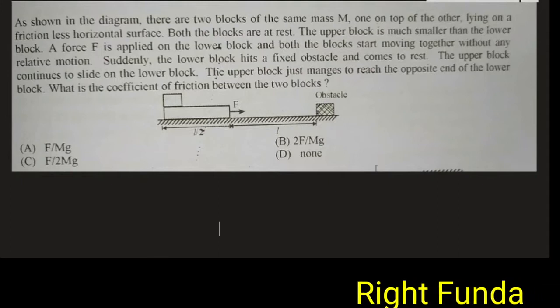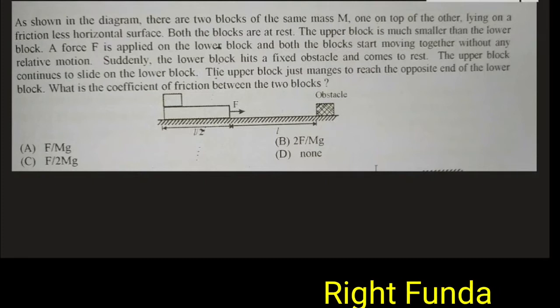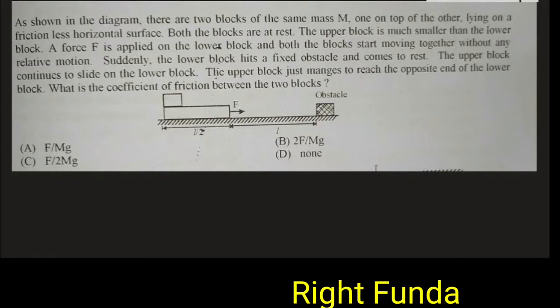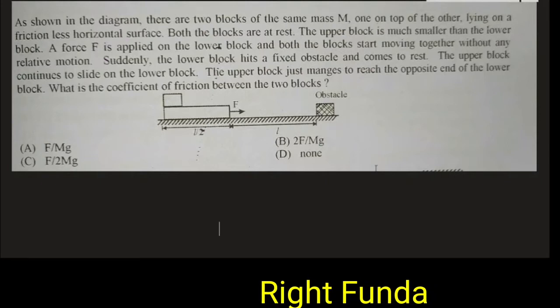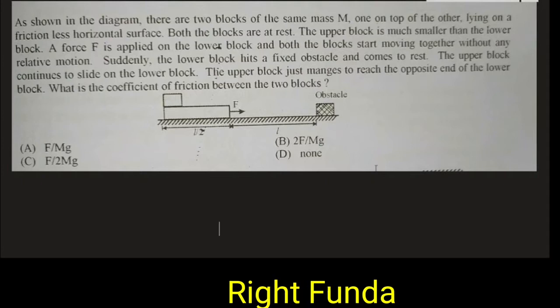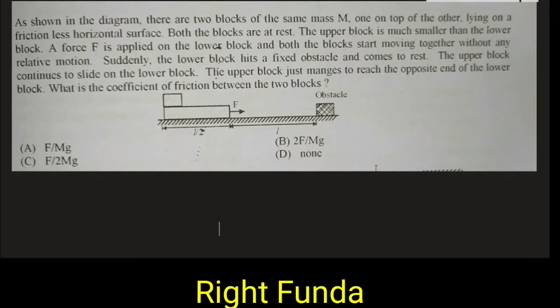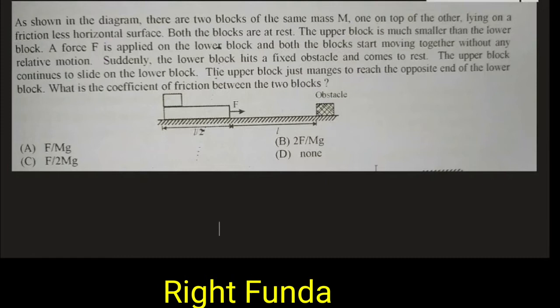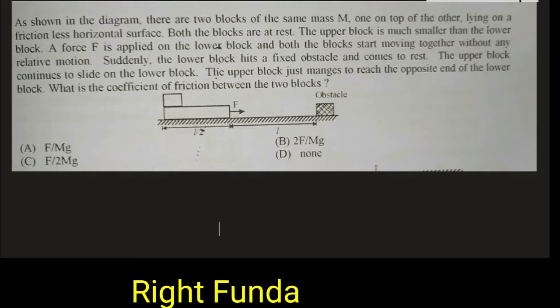It says, as shown in the diagram, there are two blocks of the same mass, capital M, one on top of the other, lying on a frictionless horizontal surface. Both the blocks are at rest. The upper block is much smaller than the lower block. The force capital F is applied on the lower block and both the blocks start moving together without any relative motion. Suddenly, the lower block hits a fixed obstacle and comes to rest. The upper block continues to slide on the lower block.